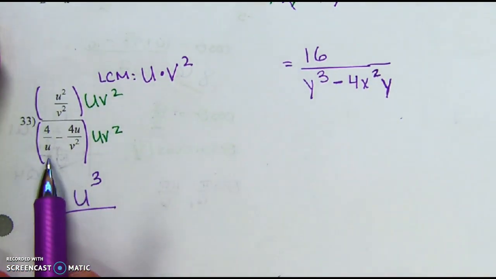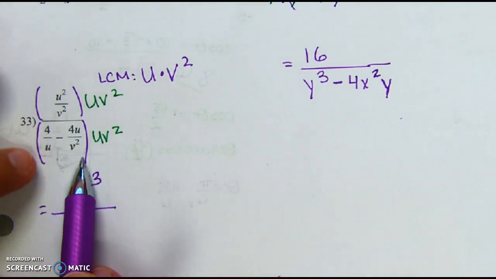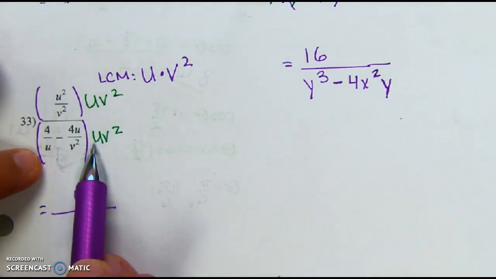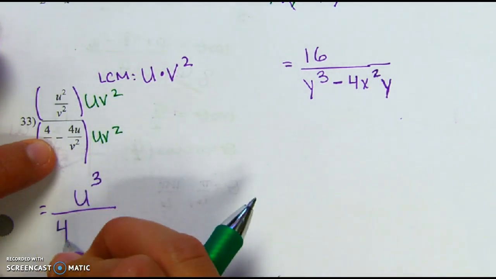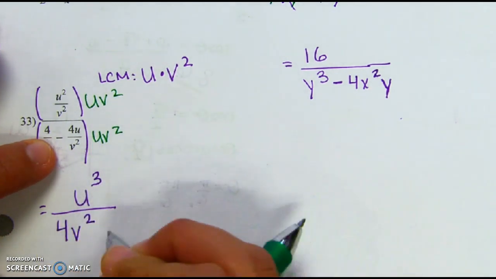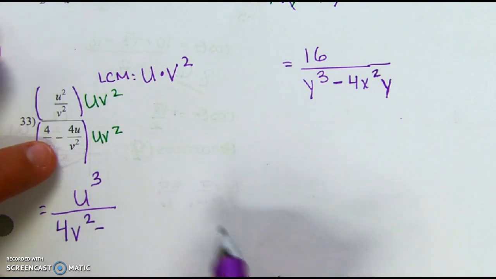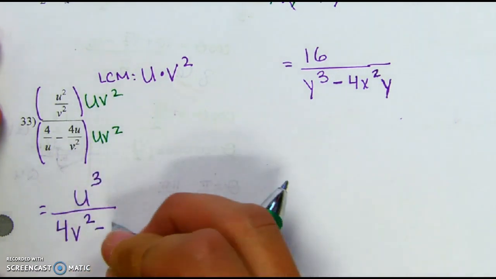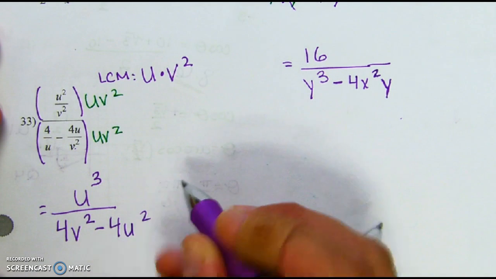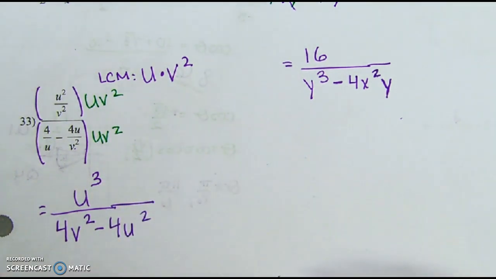All right, 33. Oh, sorry, denominator down here. This u cancels with this u, and what stays? 4v squared minus. Okay, what cancels? V squared, and what stays? 4u squared. That's it? That's it.